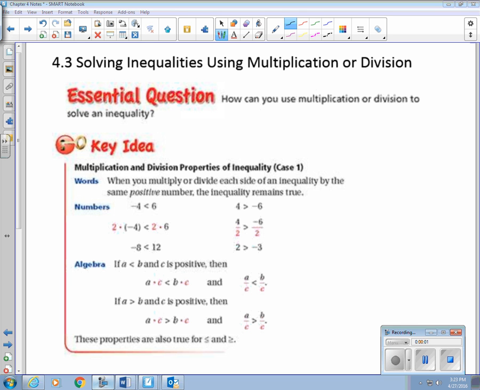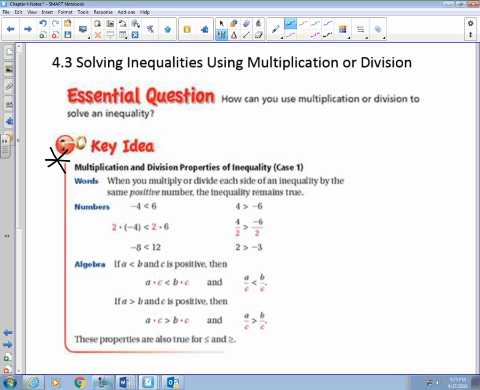Today's lesson is Chapter 4, Lesson 3, Solving Inequalities Using Multiplication or Division. Our essential question today is, how can you use multiplication or division to solve an inequality? Solving an inequality using multiplication or division is going to be very similar to solving an equation using multiplication or division. The key idea is right here.